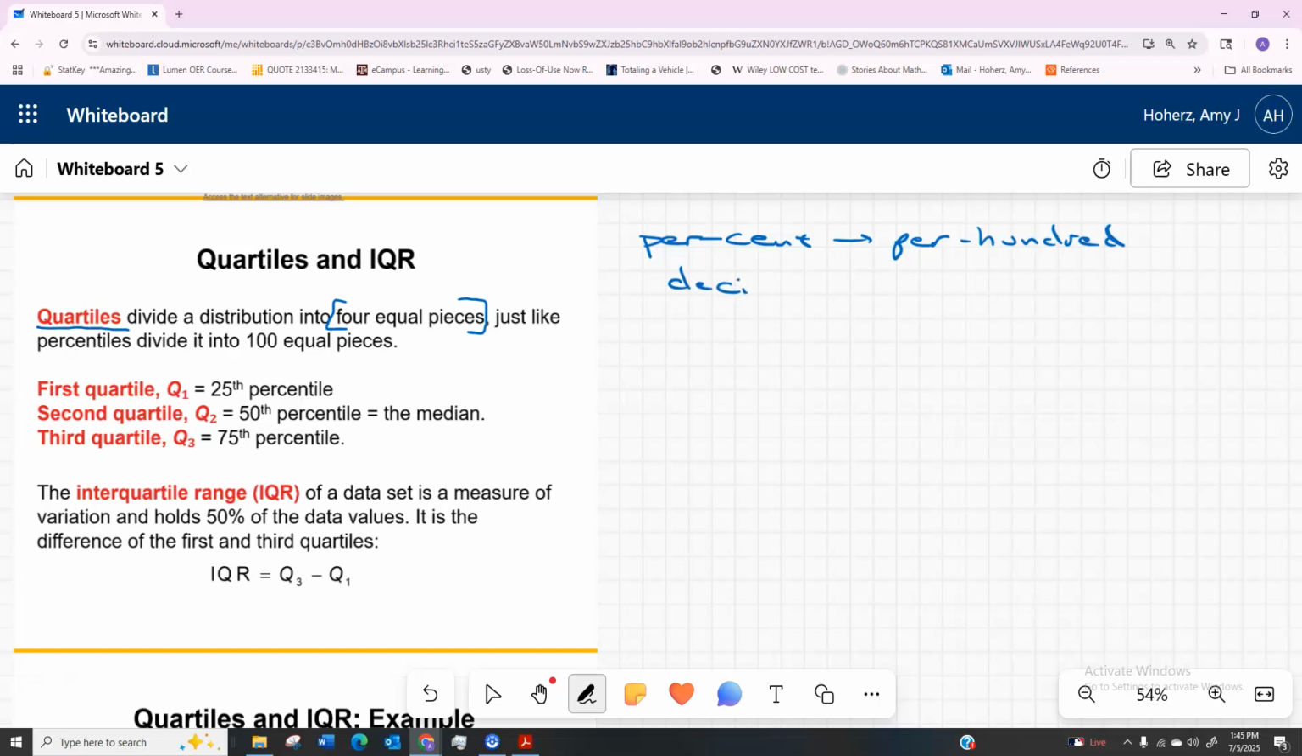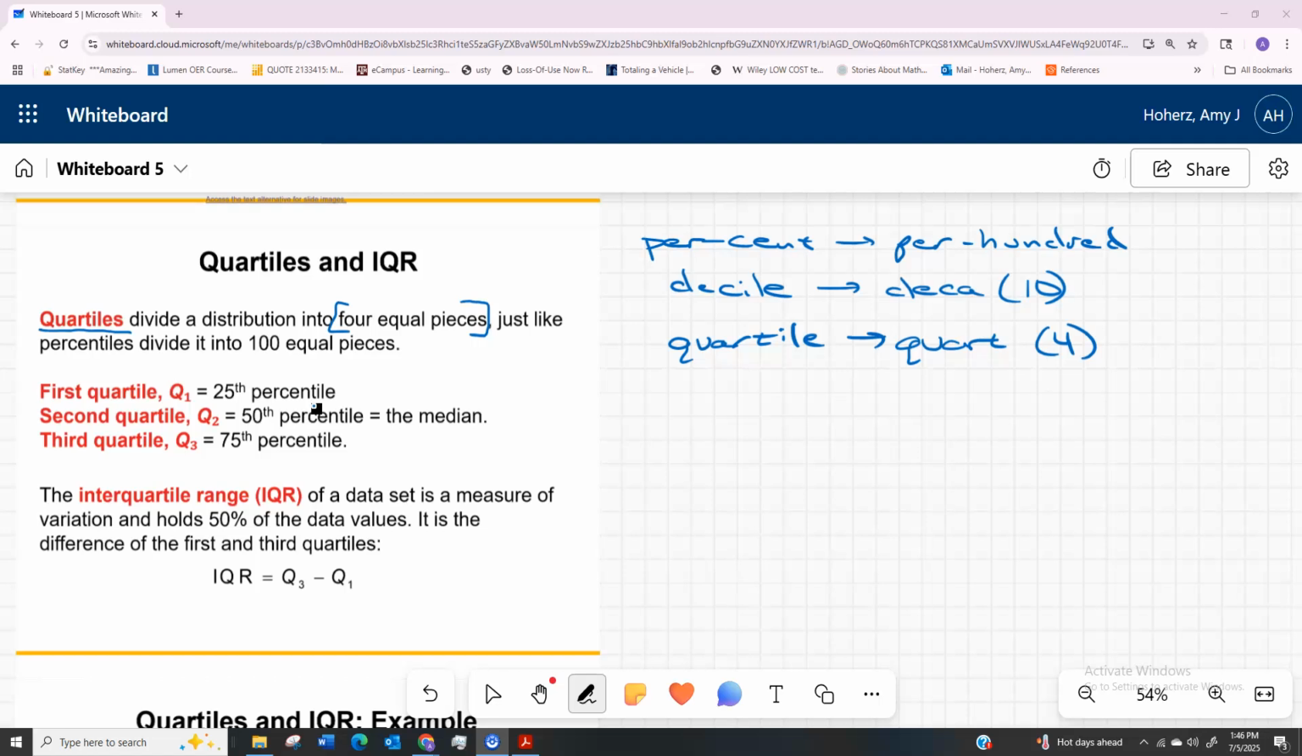Decile is based off of the prefix deca, which is 10. And now we have quartiles, which quart is like a quarter. Okay, so quart means 4, quarter means a fourth, and so that's where the terms come from.